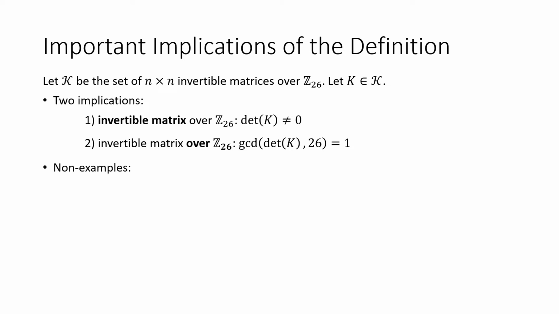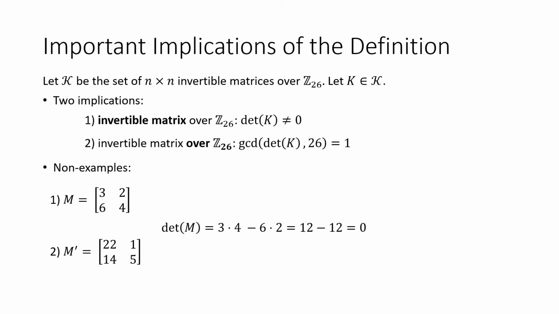And maybe to get a better intuition, it's good to look at some non-examples. So the first one, we have this matrix M as defined with elements 3, 2, 6, and 4. We compute its determinant and we see it yields 0. That means that this is not an acceptable matrix.